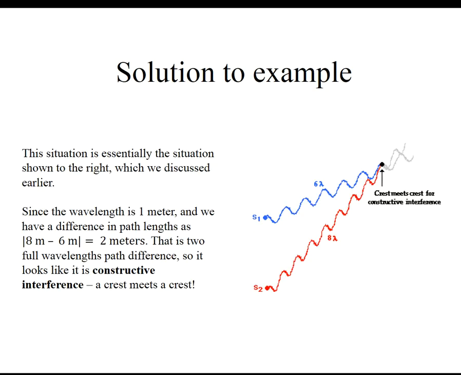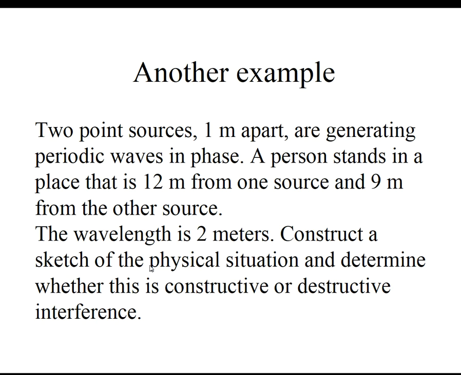And so the situation is basically this situation here, which has been discussed, and the wavelength is 1 meter, but the path length difference is 2 meters. So that's 2 full wavelengths of path difference. So it looks like it's a constructive interference. Okay. Now let's look at a separate example here.